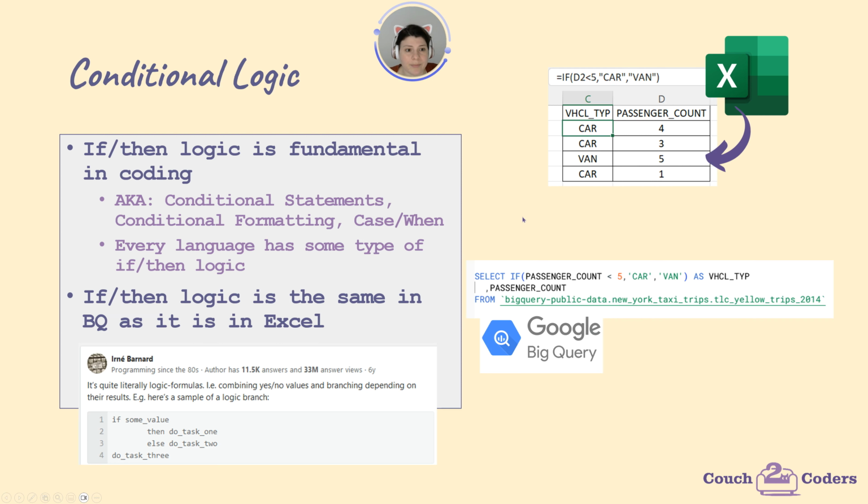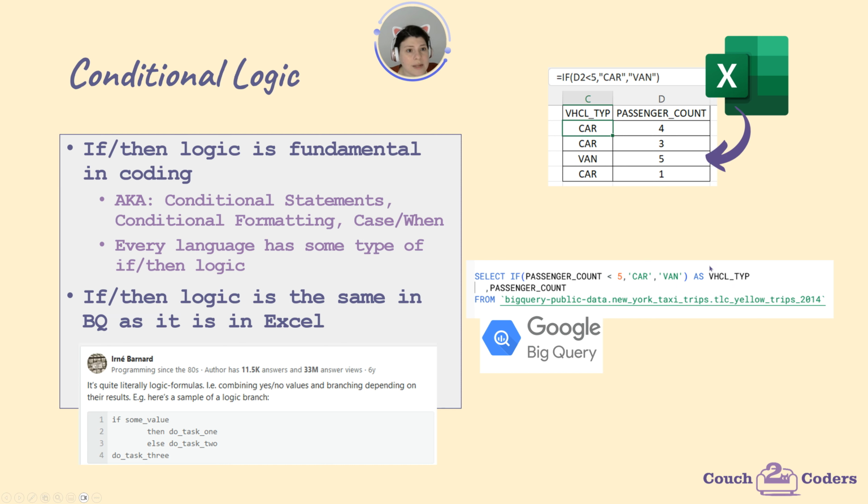Let's look at this in BigQuery. You'll see that this is exactly the same logic. So we have our select, we're picking our columns. If, same thing here, if my passenger count, if the value is less than 5, I want it to say car. Otherwise, I want it to say van. And I want it to end as vehicle type.